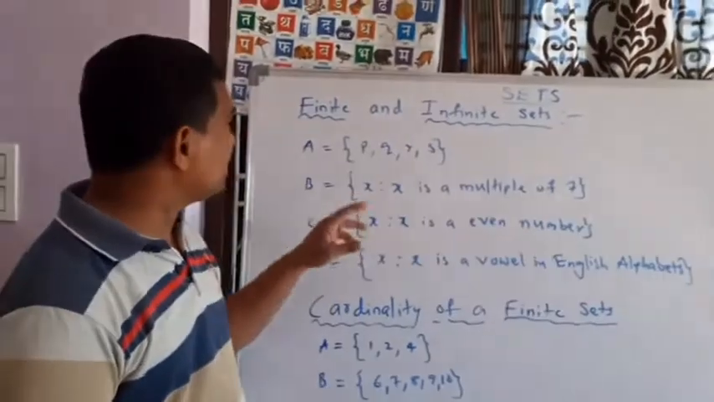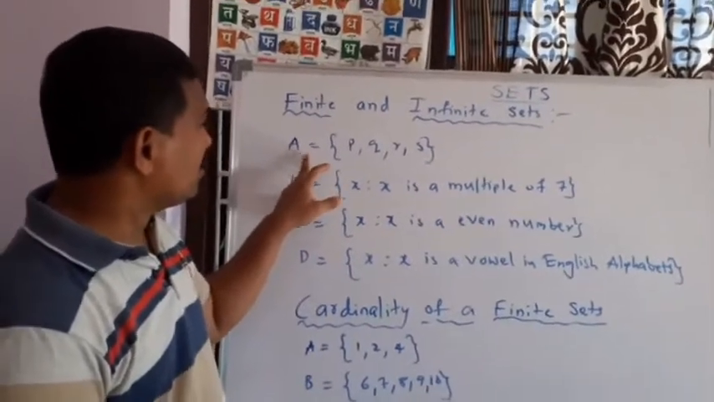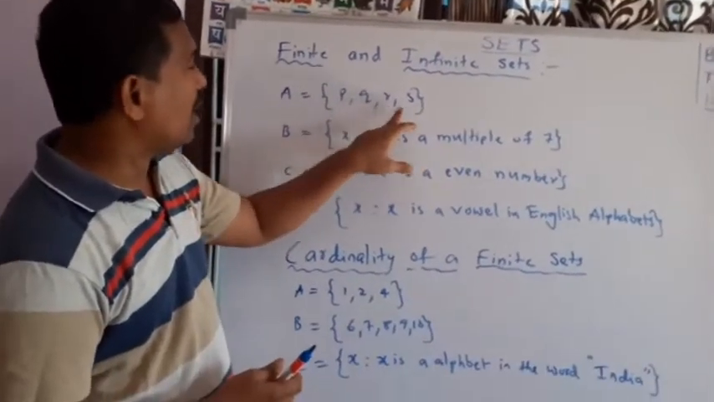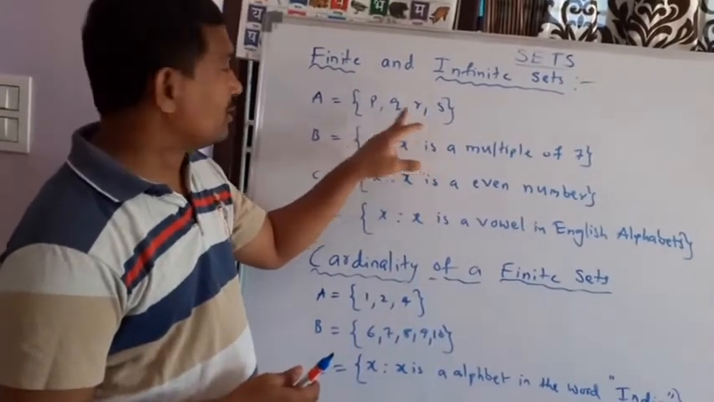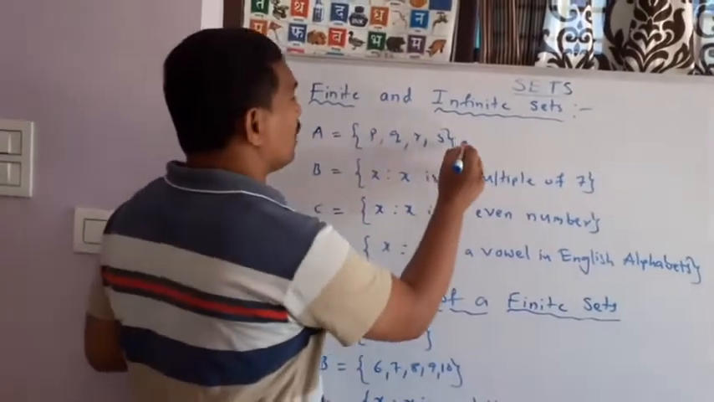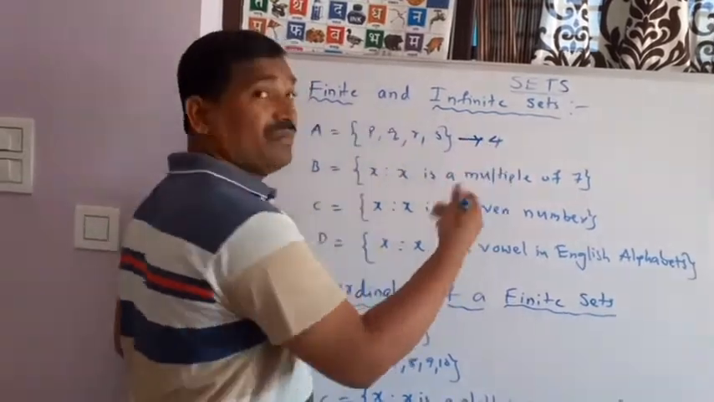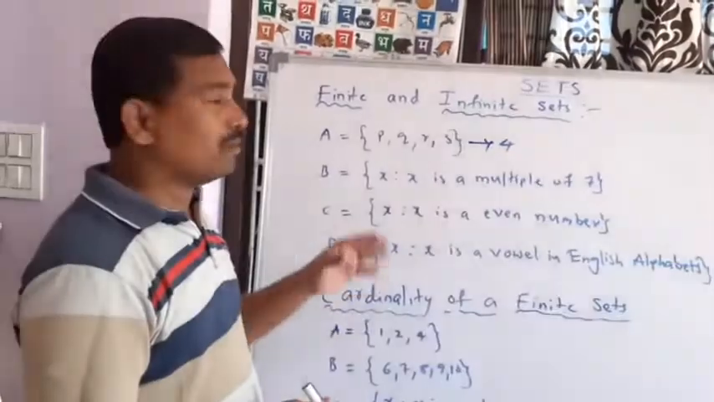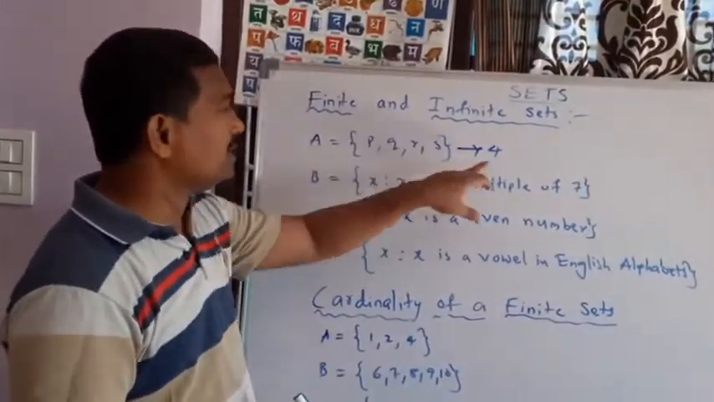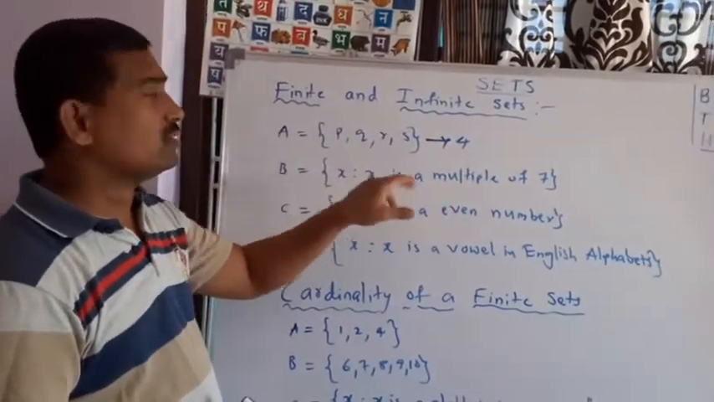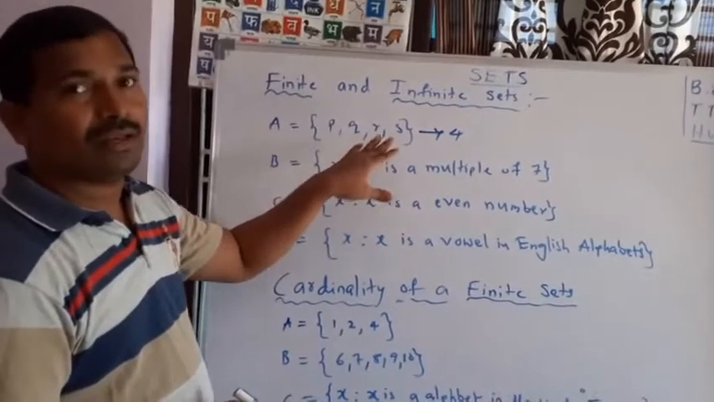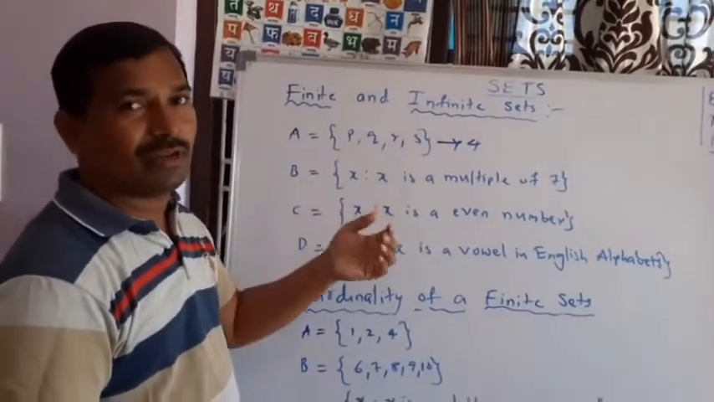So mathematically, see, this is a set A containing elements P, Q, R, S. How many elements are there in the set? 4 elements. We can count. The number of elements in the set A is the whole number 4. So the set contains a countable number of elements.